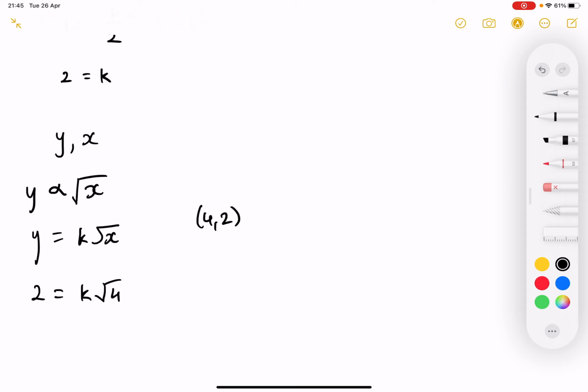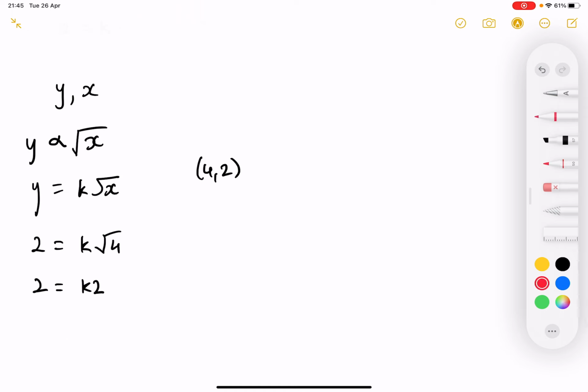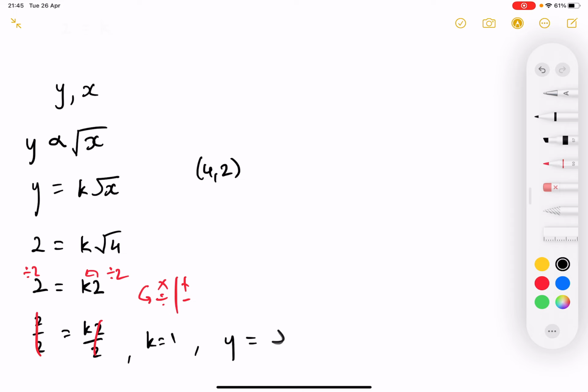Square root of 4 is 2, so we end up with 2 is equal to k multiplied by 2. We want to get rid of this 2, so let's list the operators. The 2 is multiplying the k, so we want to do the opposite and divide by 2 on both sides. When we do that, we get 2 over 2 is equal to k. These cancel, and also these cancel, so we end up with k is equal to 1. And so the final equation is going to be y is equal to just square root of x, and that's it.